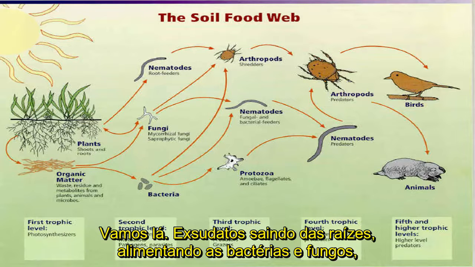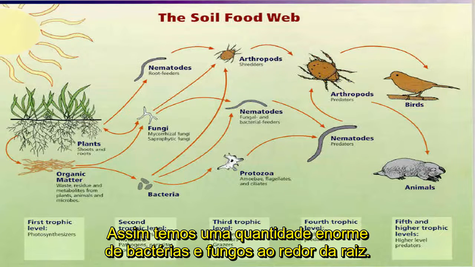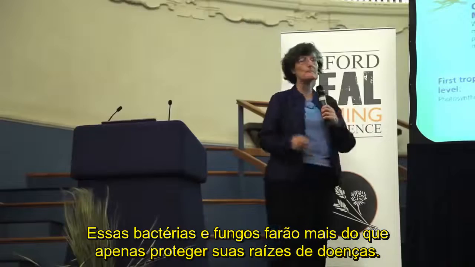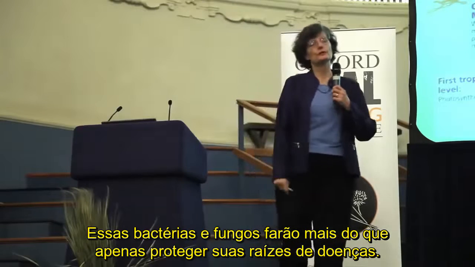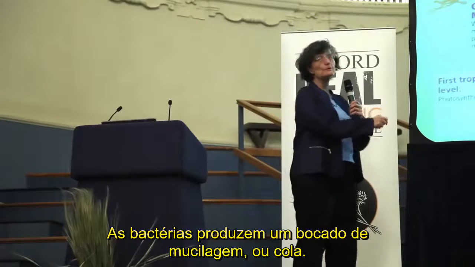So, exudates coming out of those roots, feeding the bacteria, feeding the fungi, and only the beneficials will be fed. So now we have a massive amount of bacteria and fungi around the root system of that plant. Now, these bacteria and fungi are going to do something more than just protect your roots from disease. Bacteria make a lot of glues.